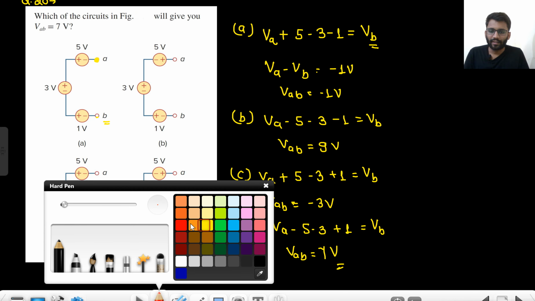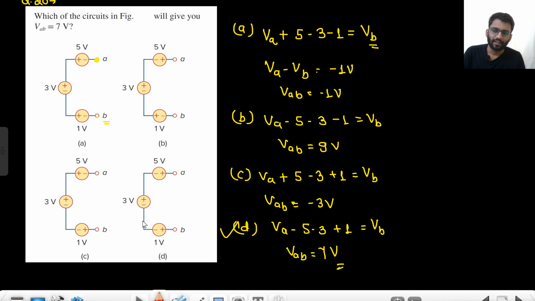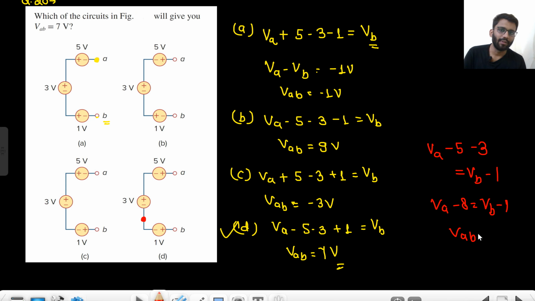Like again, I will tell you this thing I have already told. Let's assume I will write down the potential of this point. From VA if I come, what will be the potential of that point? VA minus 5 minus 3. And from VB if I come, what will be the potential of that point? VB minus 1. So VA minus 8 will be equal to VB minus 1. So VAB would be equal to minus 8 plus this minus 8 will go there, and 7.